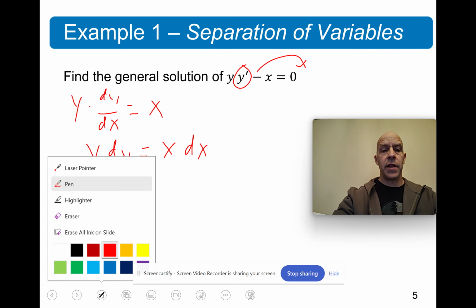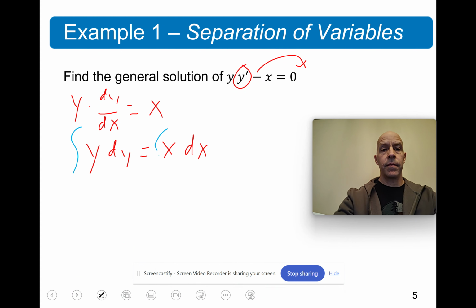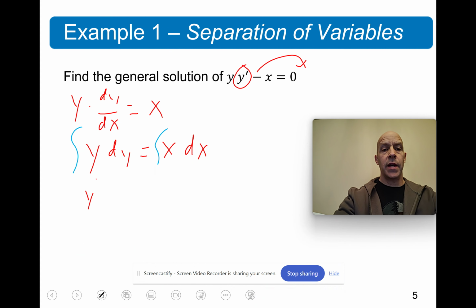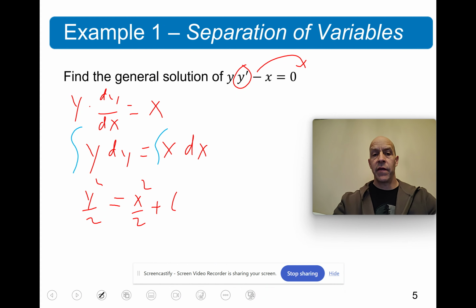So now I'm going to undo the differentiation through integration. So we're going to integrate. The antiderivative of y is y squared over 2. The antiderivative of x is x squared over 2. Don't forget your constant of integration.